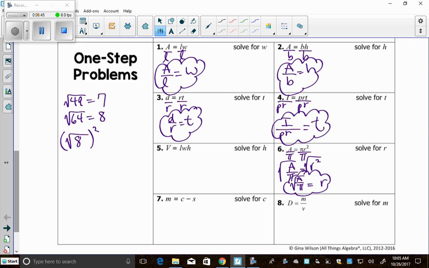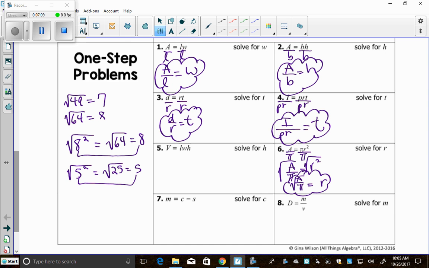Oh, wait, I want to move that square to the inside. Okay, this means I'm going to square the 8, which is 64, and then the square root of 64 is 8. You see how it cancels out the square root sign and the squaring, and you just get 8? If I have the square root of 5 squared, that would be the square root of 25, which is 5. Again, you see how the square root and the squaring canceled each other out. So that's the same thing with this one with the r squared.